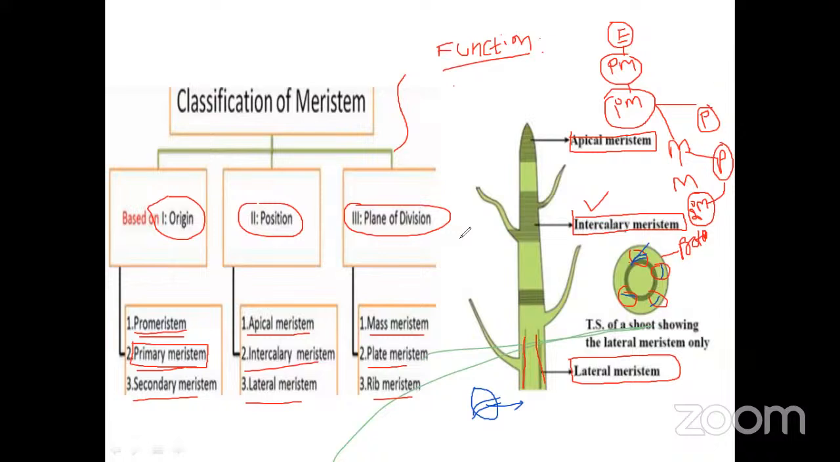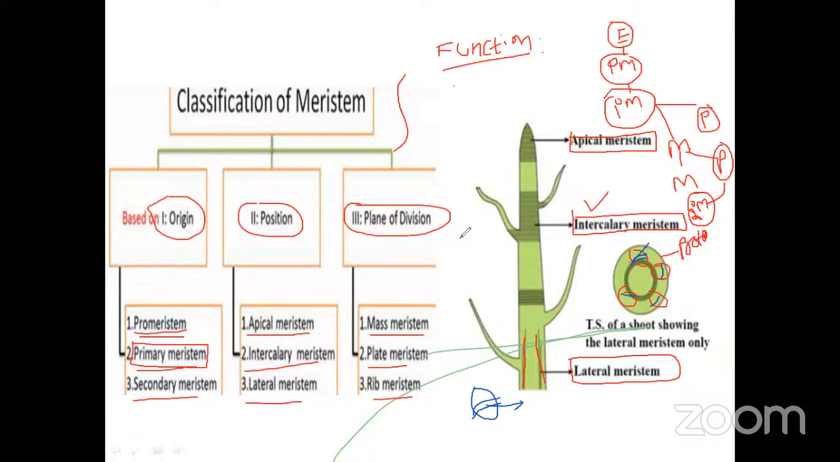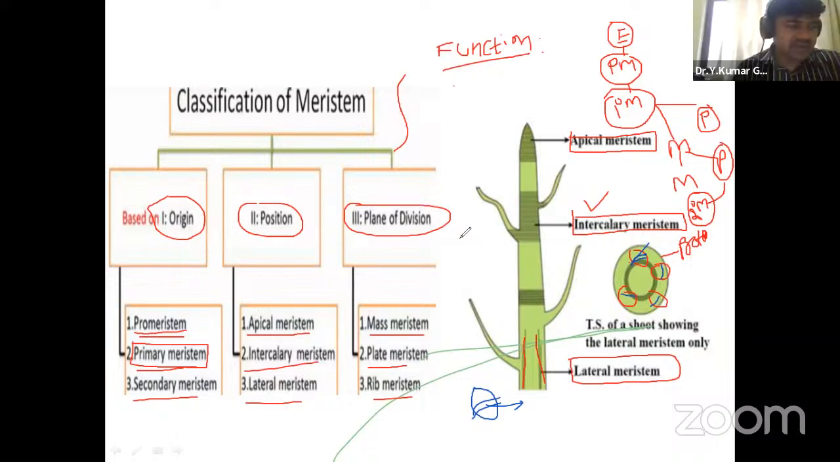It forms the plant body, and it is also involved in secondary growth. First of all, the apical and intercalary meristems are both involved in vertical growth, but the lateral meristem is involved in secondary growth. I will explain it clearly in secondary growth.